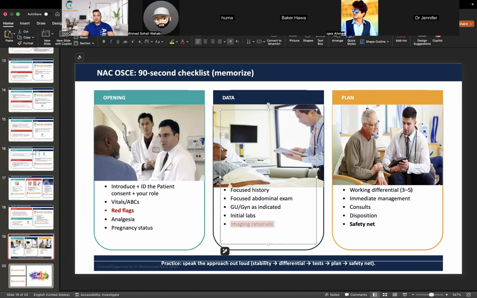Working differential. Usually when you do, I think we did have a lecture about differential diagnosis. The minimum of differential diagnoses is 3, the maximum is 5. So if they are asking you about differential diagnosis, always go with 3. Why? Because you don't have enough time to justify 5. If you want to do the differential, you need to justify, right? Always put the most likely diagnosis number 1, and you have to justify why it is your diagnosis.